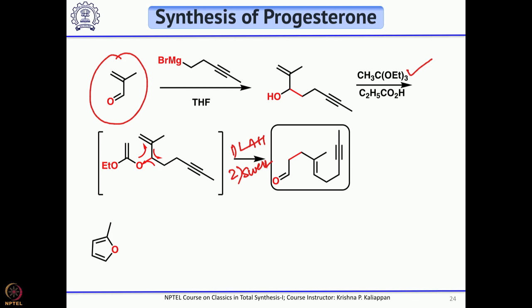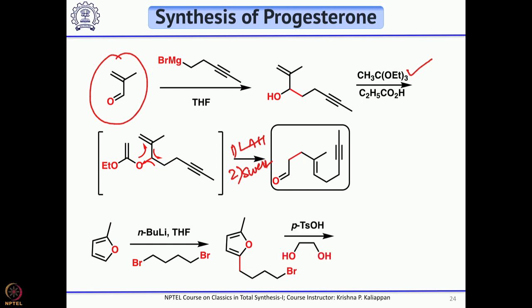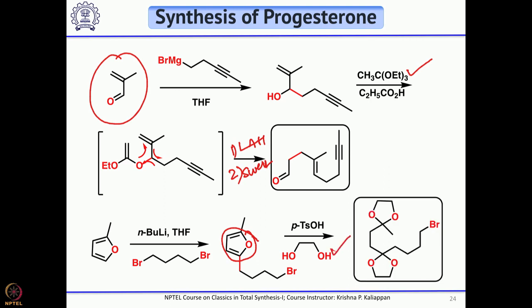Once you have this aldehyde, the other side can be easily prepared from 2-methyl furan, treat with butyl lithium and 1,4 dibromo butane, and monoalkylation takes place. Now, if you treat with PTS, paratoluene sulfonic acid, it opens up the furan to give the 1,4 diketone, and then the 1,4 diketone is protected in situ by ethylene glycol.